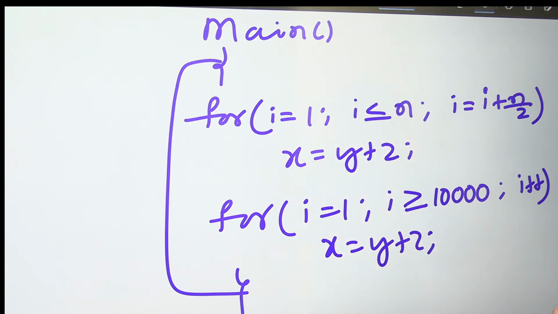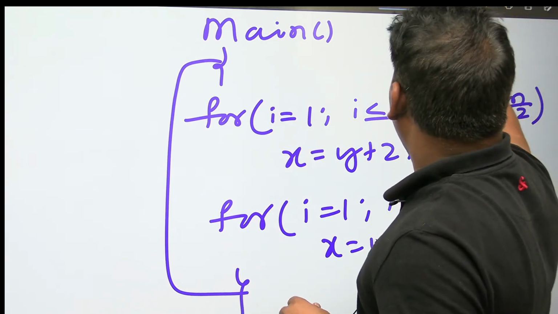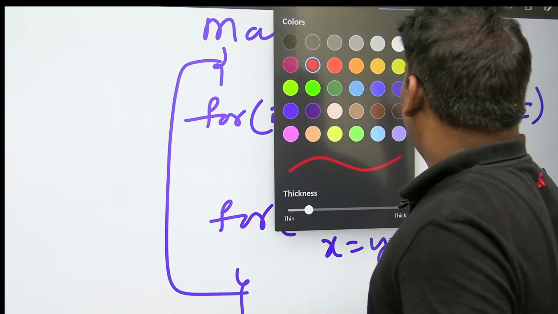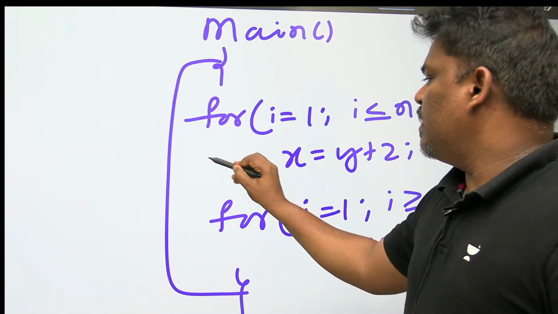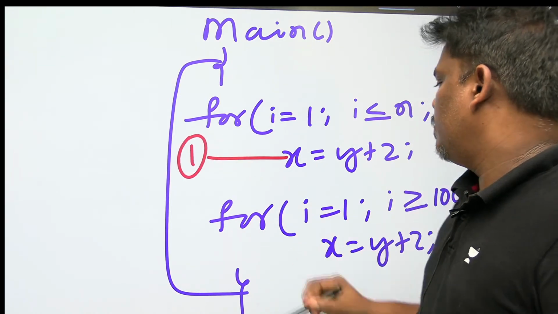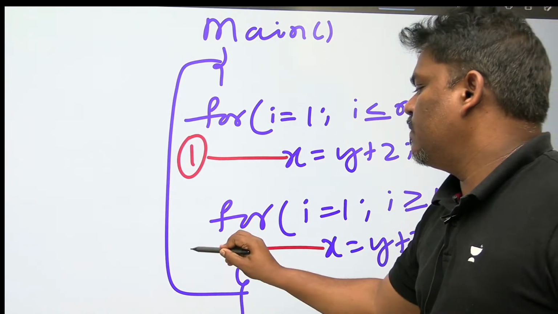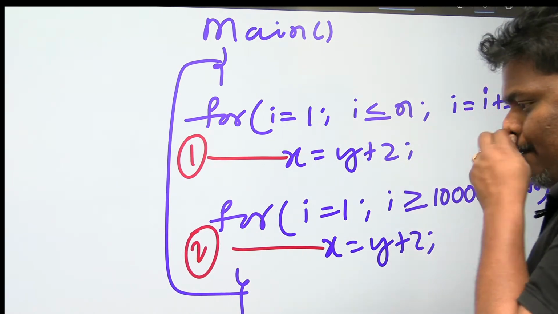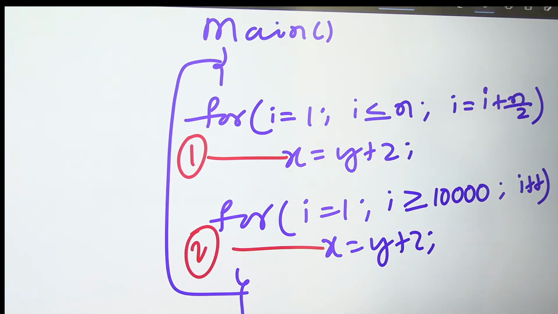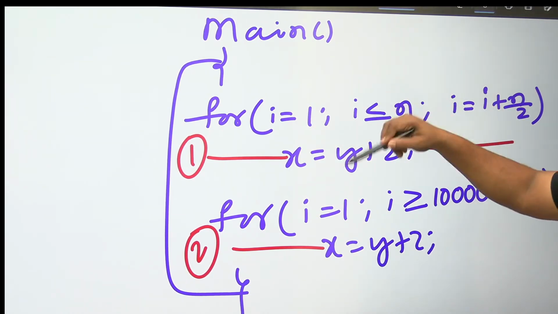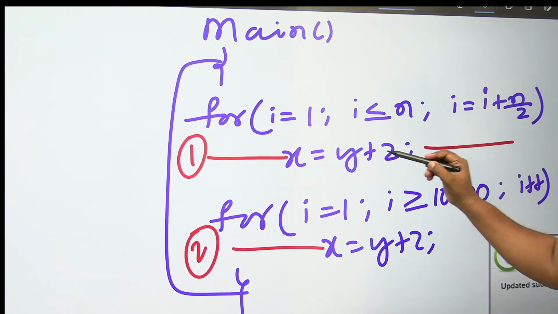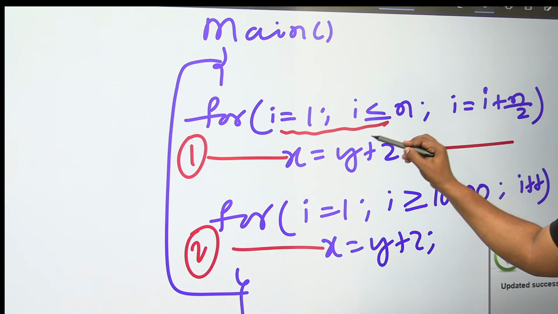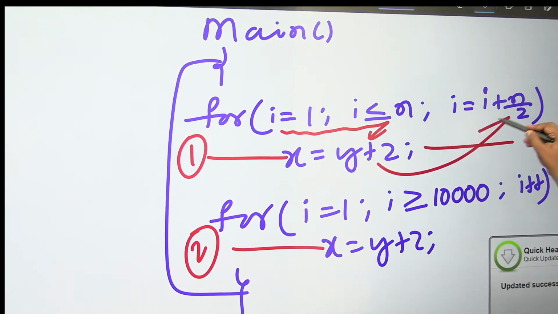So let me give the answer. I think it is a very tricky problem. Let's check. It is the first statement, and it is the second statement. Whenever this program is running, how many times will the first statement execute? Let's see. For each i value it will run.